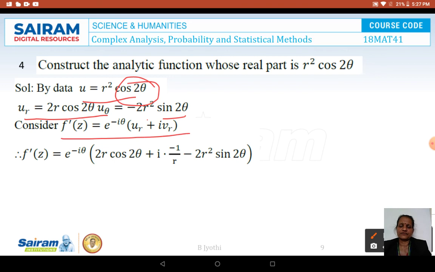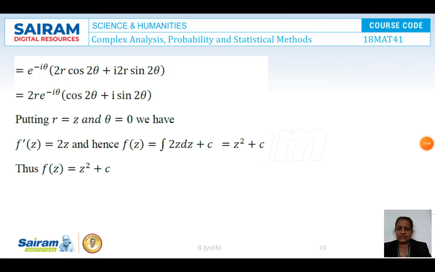Now consider f dash of z, that is e power minus i theta into ur plus i vr. Substitute the values of ur and i vr. In the place of vr, vr is minus u theta by r, replaced here with the minus sign. So minus into minus it will be plus and r will be cancelled. On simplification, we get e power minus i theta into 2r cos 2 theta plus 2i r sin 2 theta.